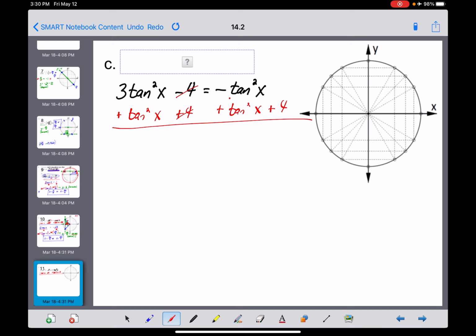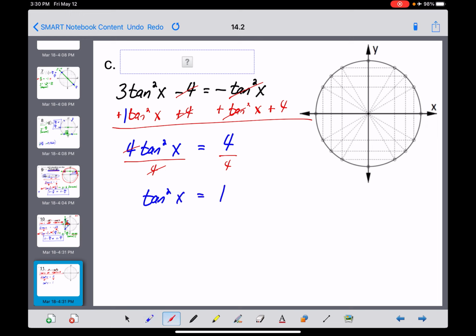These terms are going to cancel out. So will those two. And that's going to get us 3 tangent squared of x plus 1 tangent squared of x. That is a 4 tangent squared of x is equal to 4. Next move, let's get rid of that coefficient. We'll divide both sides by 4 here, and we will get tangent squared of x is equal to 1.